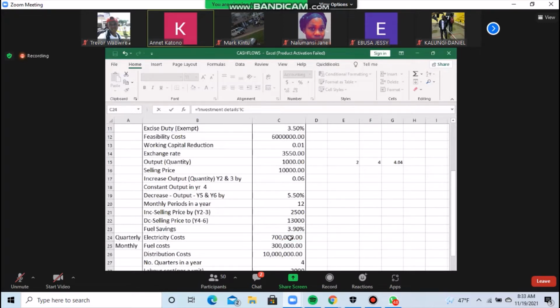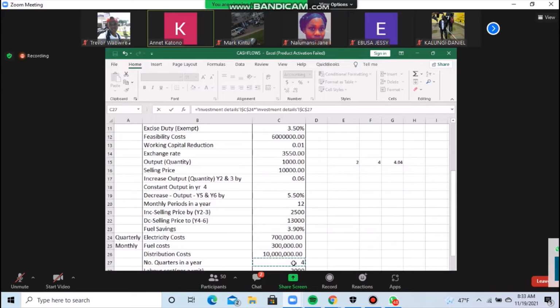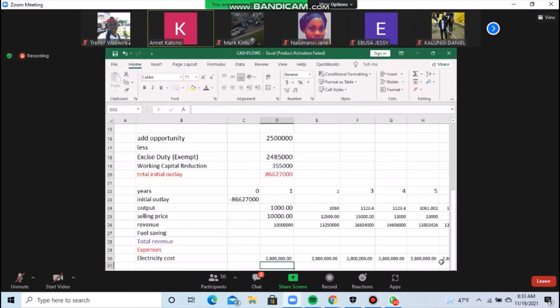But before you multiply, you need to do cell fixing. So after equal sign selecting on your 700, fix it, and then multiply it by the number of quarters that you have, and then you fix it and enter. Enter, and then you autofill to get the rest of the values.